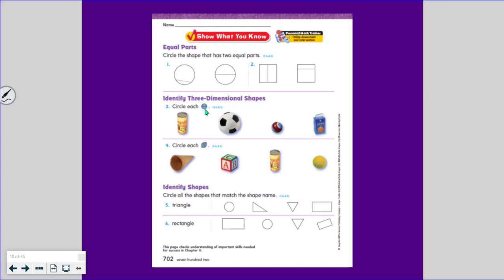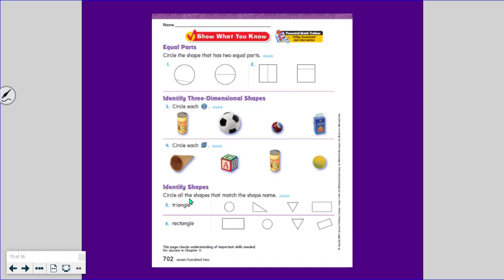Number 3, I want you to circle each sphere. So looking at this picture, this is a sphere. Circle any spheres that you see down here. Same thing with number 4, except you're going to circle any cubes that you see. Circle any cubes that you see in these regular objects.